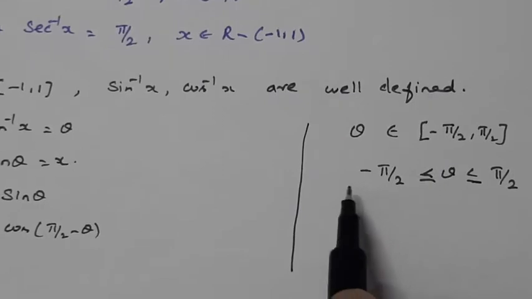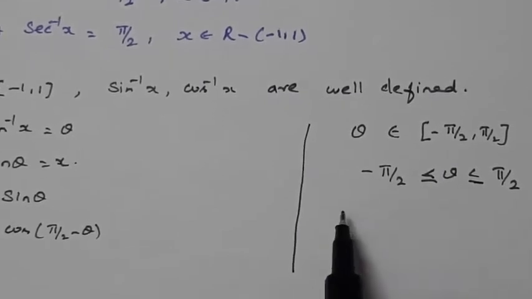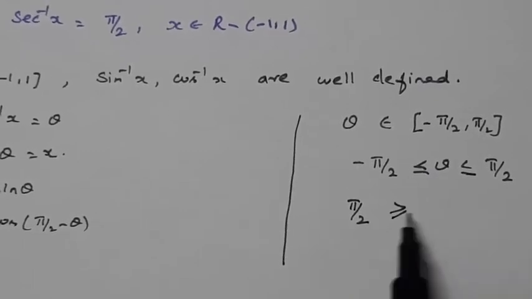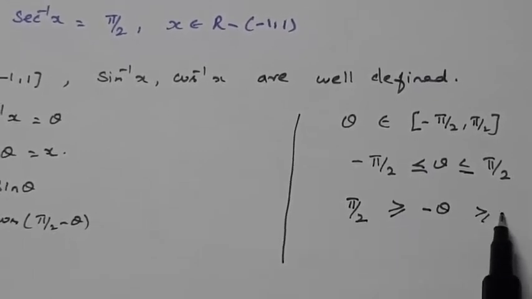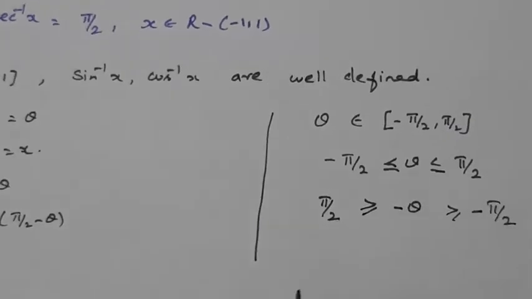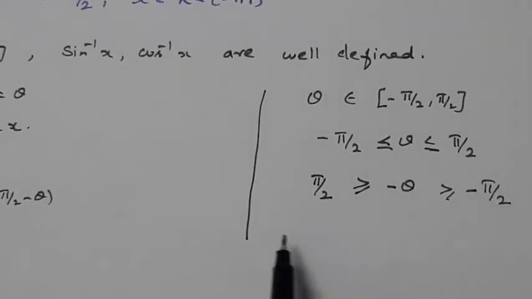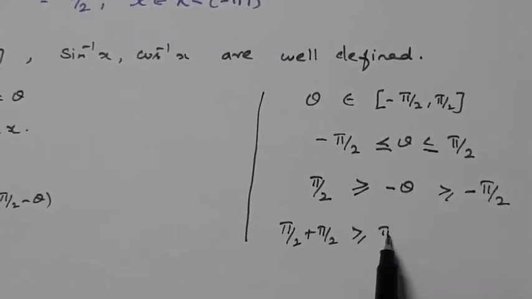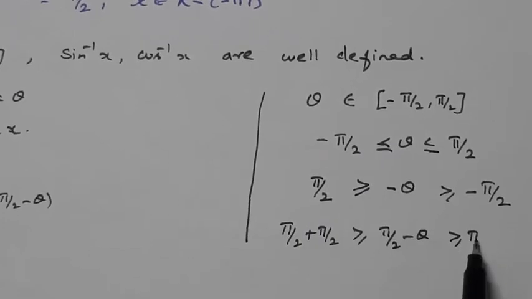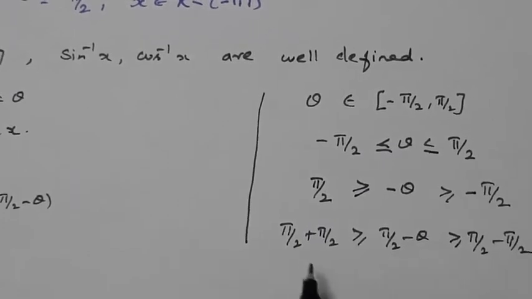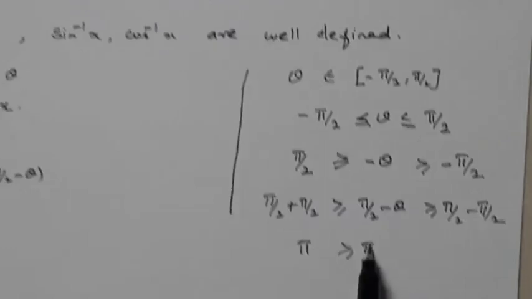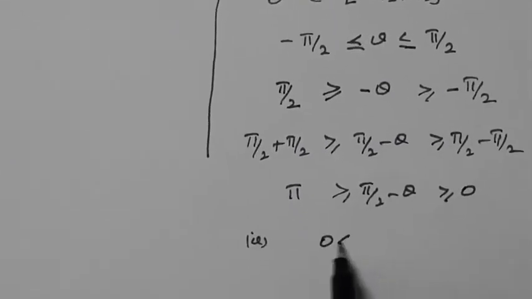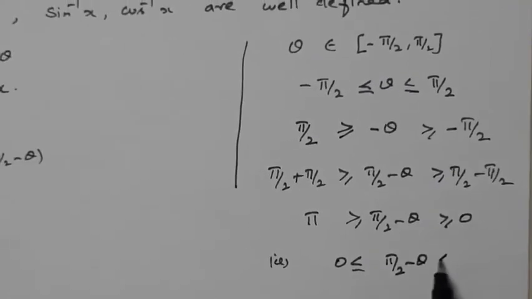Now let us multiply throughout by minus 1. When you multiply by minus, the inequality gets reversed. So it will be minus theta greater than or equal to minus pi by 2. Now add pi by 2 throughout. So pi by 2 plus pi by 2 is greater than or equal to pi by 2 minus theta, which is greater than or equal to pi by 2 minus pi by 2. So this is nothing but pi greater than or equal to pi by 2 minus theta greater than or equal to 0. That is, 0 less than or equal to pi by 2 minus theta less than or equal to pi.